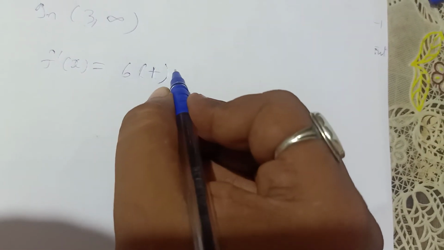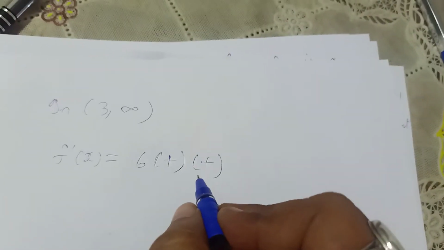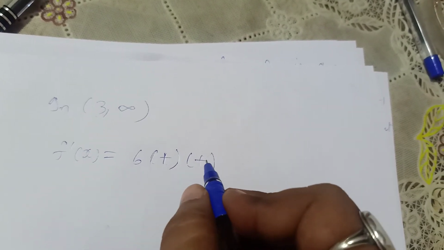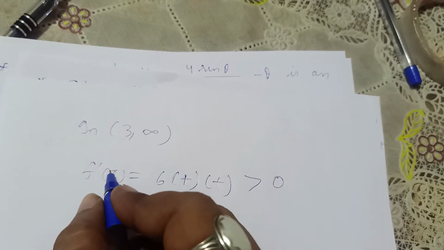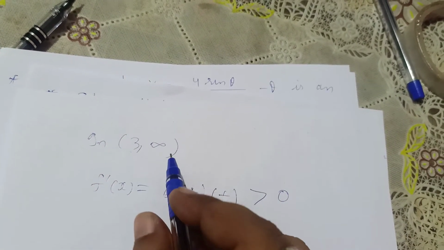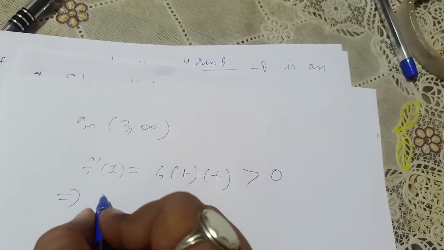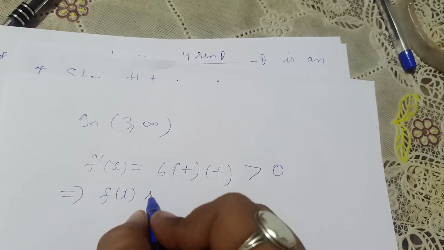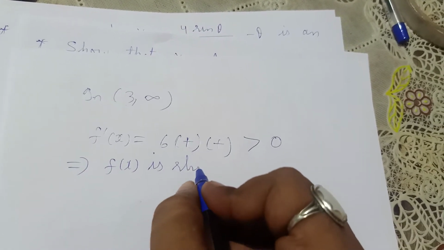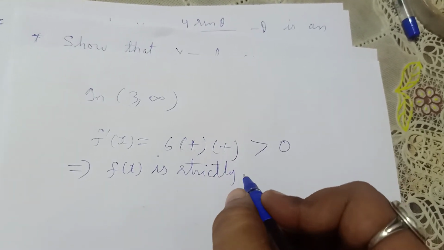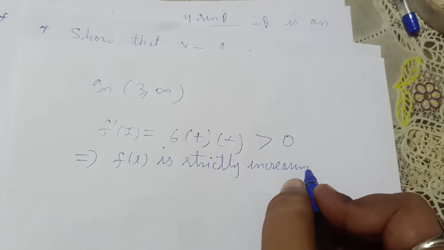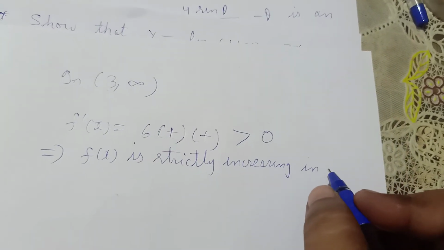And then we will get again a positive quantity in x plus 2. Both are positive for x equal to 4. So positive, positive, positive, and at the end we will get a positive number. So f dash x is positive in the interval 3 to infinity. This implies f of x is strictly increasing in 3 to infinity.